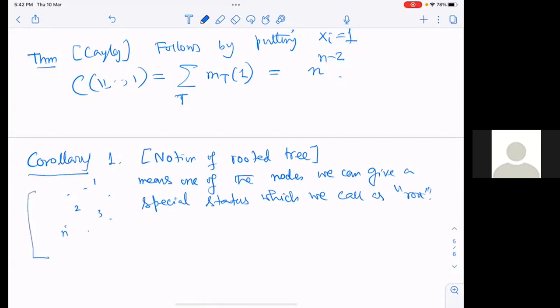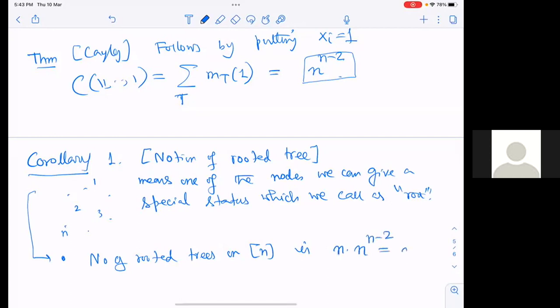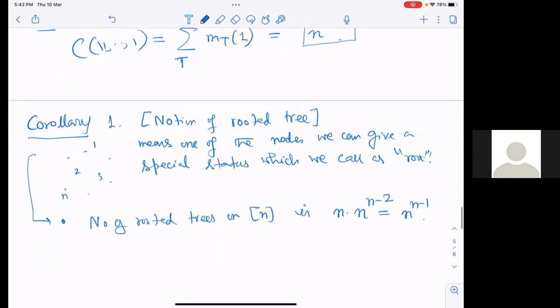So corollary 1 is: the number of rooted trees on 1 to n is how many? Anybody? Total number of trees is n to the power n minus 2, and for every possible tree you can make any vertex the root. So there are n choices. So n times n to the power n minus 2, which is n to the power n minus 1. This is the number of rooted trees on n vertices.